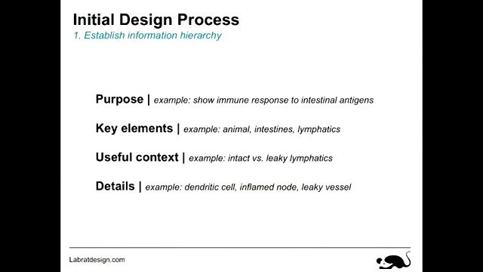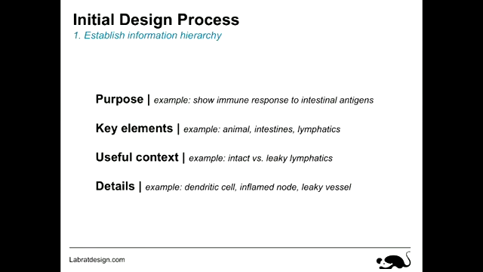So she goes along with a four-step process in terms of designing, and this is commonly followed by everyone across the board. This isn't just in scientific research. This is across all areas of design. So when you have your end data and you want to visualize it, there's four key areas. One is purpose, and then looking at your key elements, useful context, and then details.